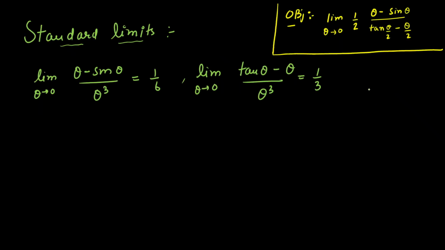Now previously we left the limit at this point, that is the limit as theta tends to 0 of theta minus sine theta whole divided by tan theta by 2 minus theta by 2. Although this is a 0 by 0 form, so I can apply L'Hopital here, but I think using expansion I can get the answer early as well as easily. So I'm using the standard limits. These two are the standard limits in sine theta and tan theta. They give you 1 by 6 and 1 by 3. So I'm going to prove them.